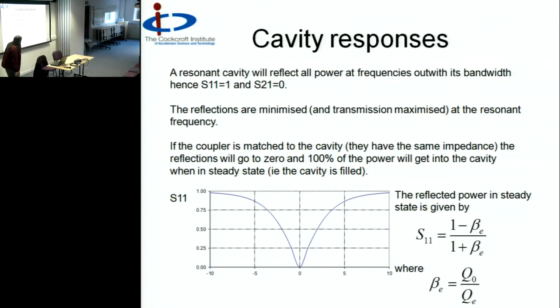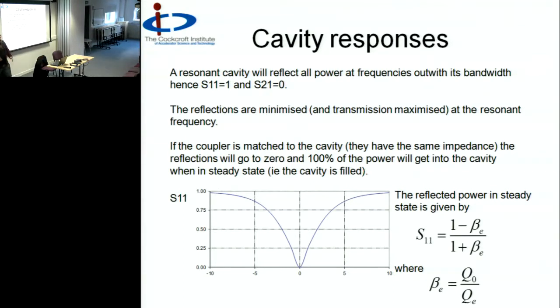So for a given cavity system, S11, which is the reflected power, is given on resonance by 1 minus beta E over 1 plus beta E. So I did remember to label them differently. Beta E is Q naught over QE. I just forgot to label it in the first slide. So beta E is the coupling factor, Q naught over QE, so you can tell the difference between that and the V over C1. So beta E, remember, is Q naught over QE, and S11 is 1 minus beta E over 1 plus beta E.